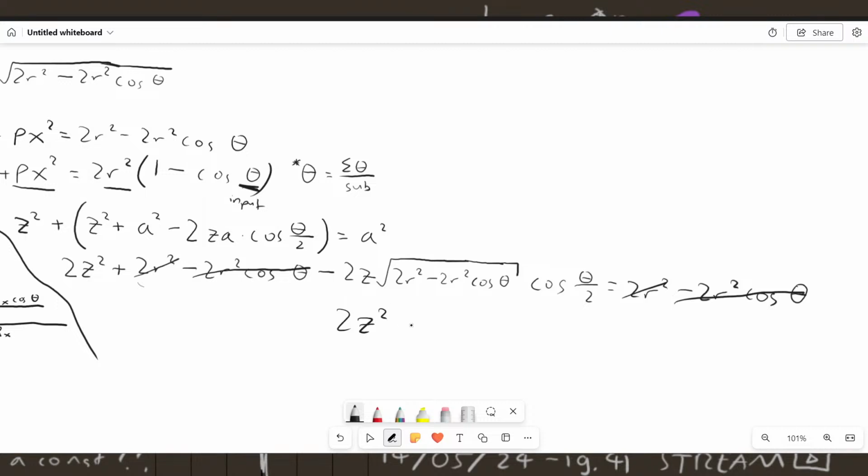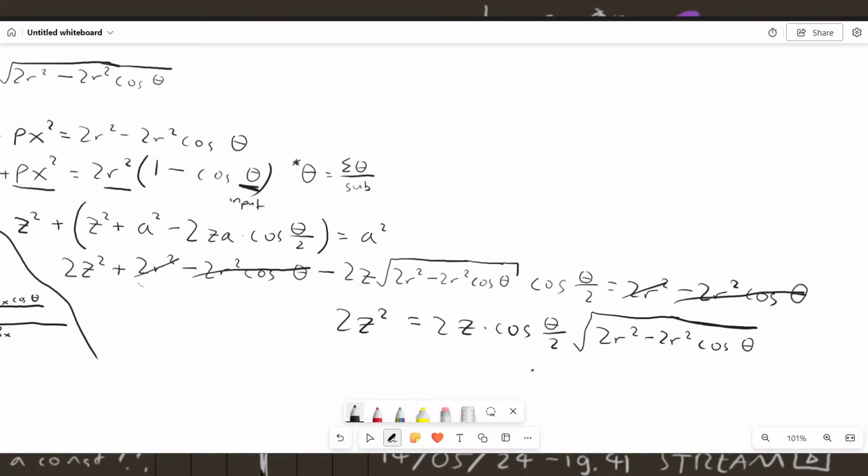Okay, so this is what we got. 2z squared equals, minus goes there, yep, that's correct, 2z times cosine theta over 2 times the square root of 2r squared minus 2r squared cosine theta.